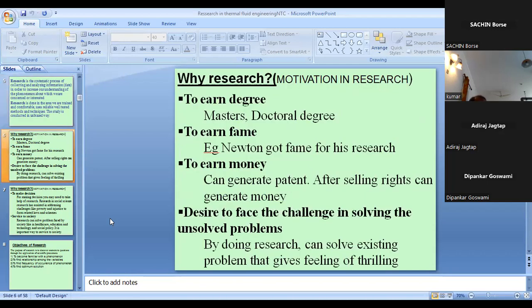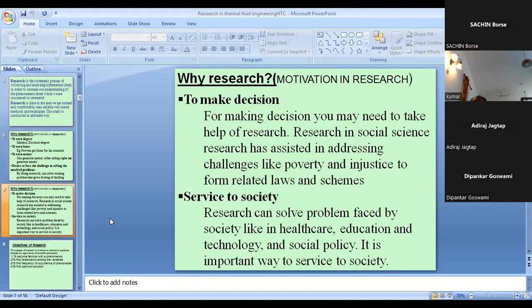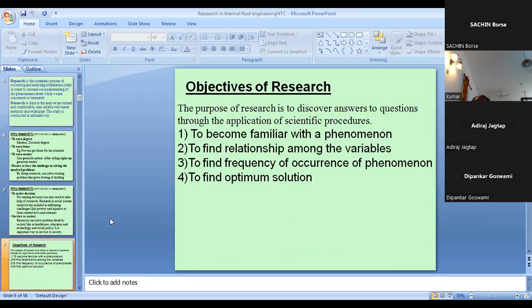Then what is the motivation of research? To earn the degree, to earn fame, to earn money, to face the challenges. Then to make decisions. It can be helpful for decision making. Like you can do some research and present it to the government of India for making a decision. So that can be useful for making the decision. Then it is a service to society.